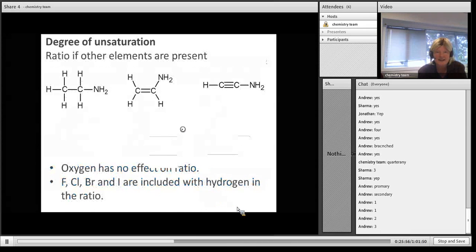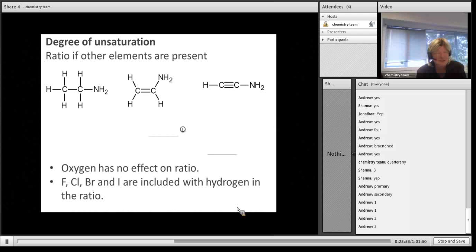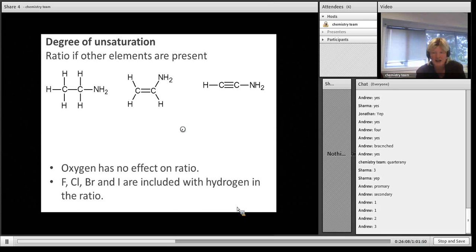Okay, so let's have a look at what happens if we have other elements present, not just carbon and hydrogen. Oxygen doesn't affect the ratio. So if I had C4H8O, the oxygen doesn't affect the ratio at all. It still follows CnH2n plus 2 or CnH2n or CnH2n minus 2. Fluorine, chlorine, bromine, and iodine, the halogens, are included with hydrogen. So I add them up with the hydrogens.